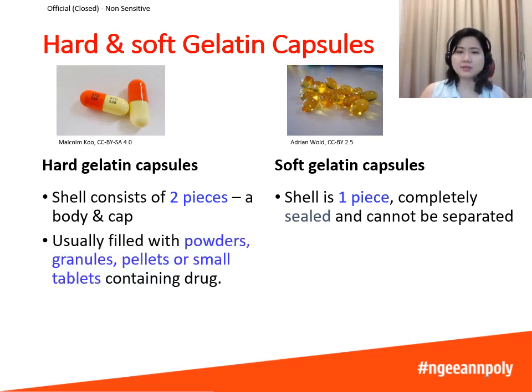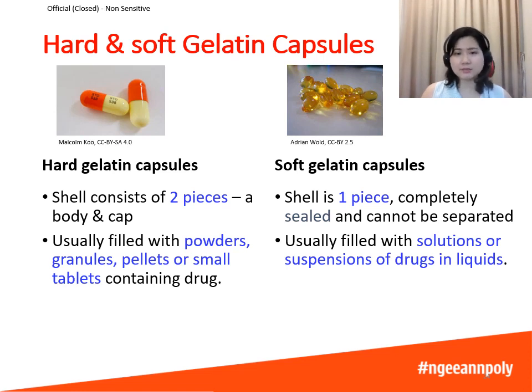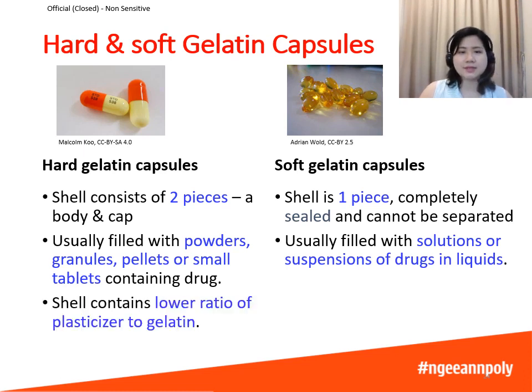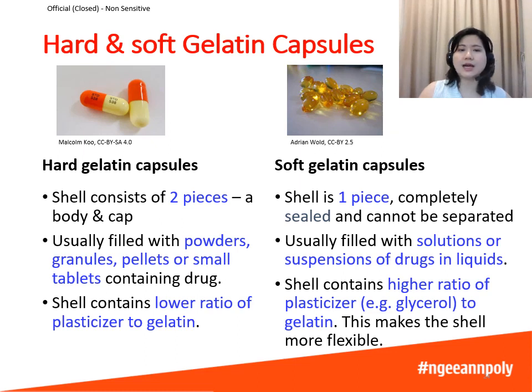Hard gelatin capsules are usually filled with solids such as powders, granules, pellets, or small tablets. Soft gelatin capsules are usually filled with liquids such as solutions or suspensions. The shell of soft gelatin capsules also contains a higher ratio of plasticizer to gelatin. Plasticizers make the shell more flexible.